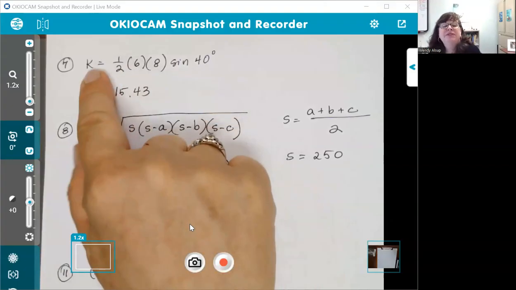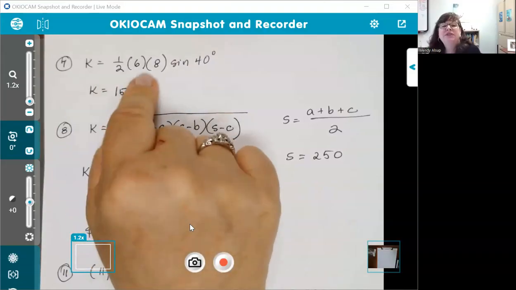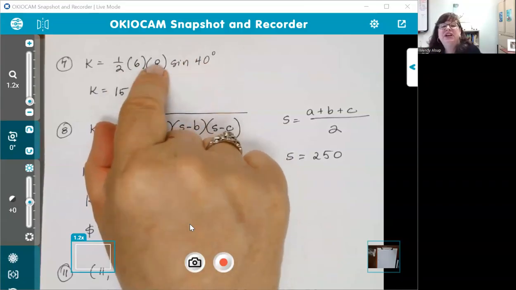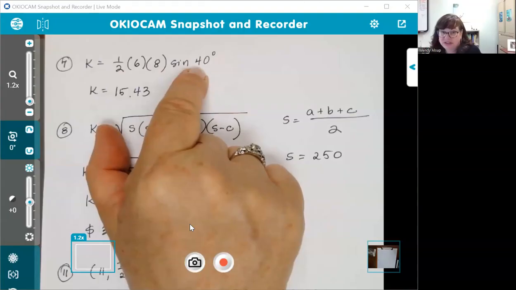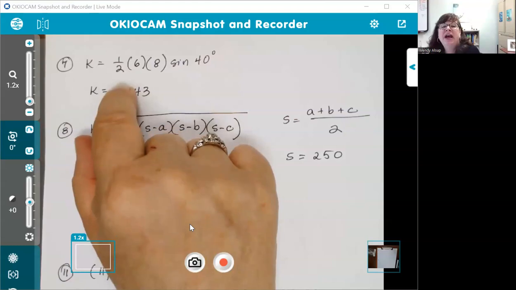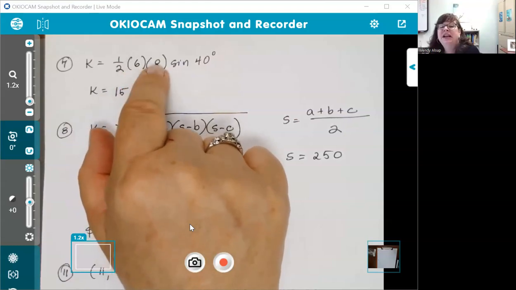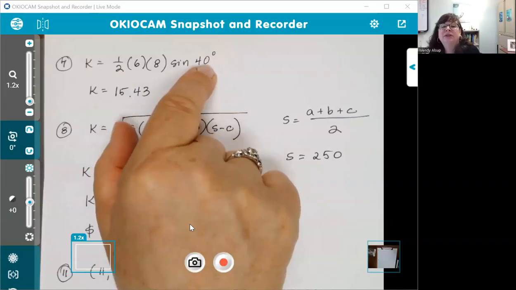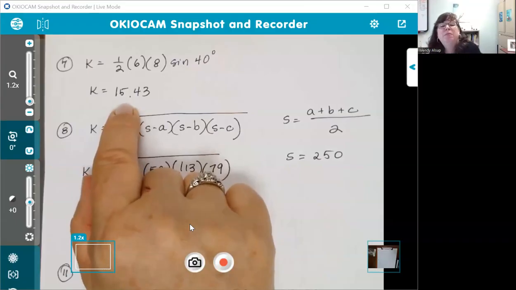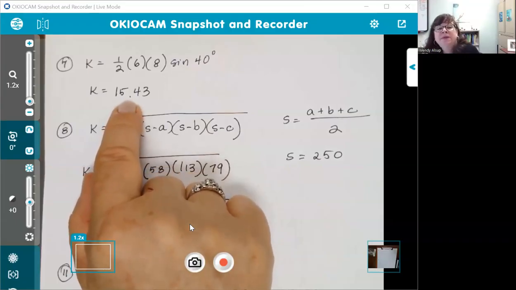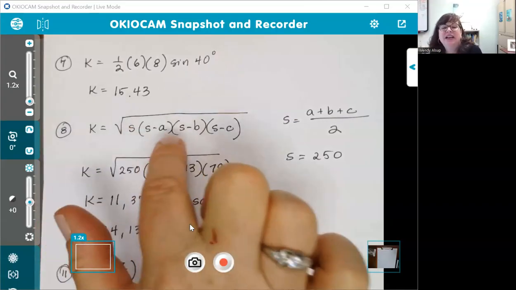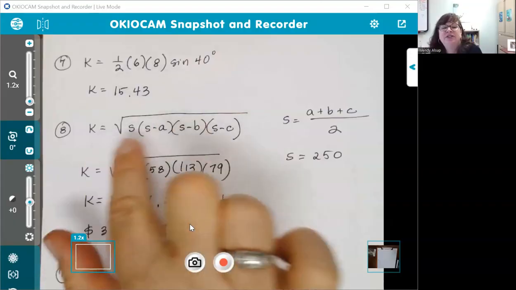Number 7, I was finding the area and I was given an angle and 2 sides with the angle in between them. If you have the 2 sides and the angle in between, then you can use the shorter formula to find the area. 1/2, I was given side 6, side 8, and 40 degrees was the angle in between them. 1/2 times 6 times 8 times the sine of 40, and I got an area of 15.43 square units.